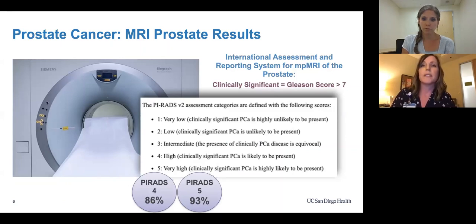For the purpose of this, clinically significant represents any Gleason score greater than 7. You'll see PIRADS 1 and 2 are considered essentially negative or normal. Tissues are normal appearing and no lesions are identified. PIRADS 3 is intermediate between normal and abnormal. Results are equivocal. PIRADS 4 and 5 are both abnormal, and there's a high likelihood of prostate cancer in PIRADS 4 and 5 lesions, specifically 86% chance of clinically significant cancer with PIRADS 4, and 93% chance of clinically significant cancer with PIRADS 5 lesions.